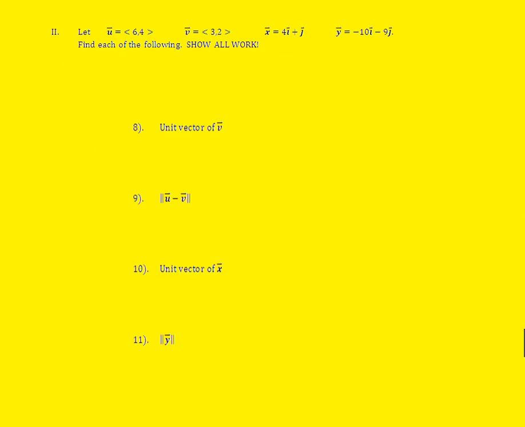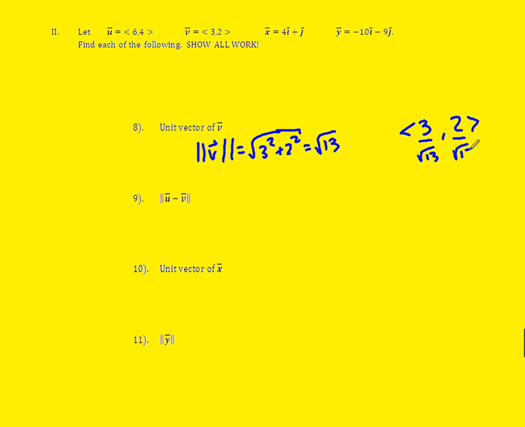Okay, moving forward to number 8, the unit vector of vector v. Well, we say vector v is 3 comma 2. To find a unit vector, we need to find the length of v first. So the length of v is just going to be 3 squared plus 2 squared all under the square root, which is the square root of 13. So that means my unit vector, all I'm going to do is take vector v, 3 comma 2, and I need to divide each one of those by square root of 13. So 3 over root 13, 2 over root 13. That's my answer, just like that.